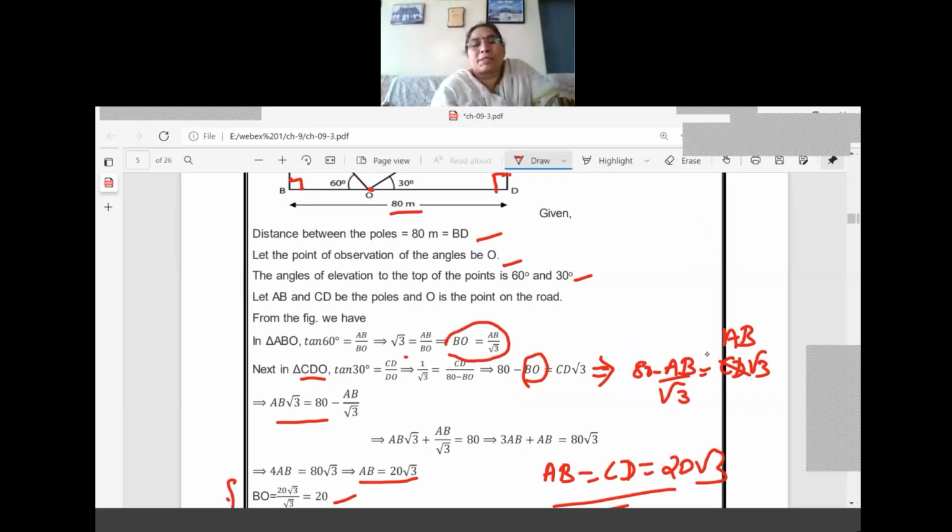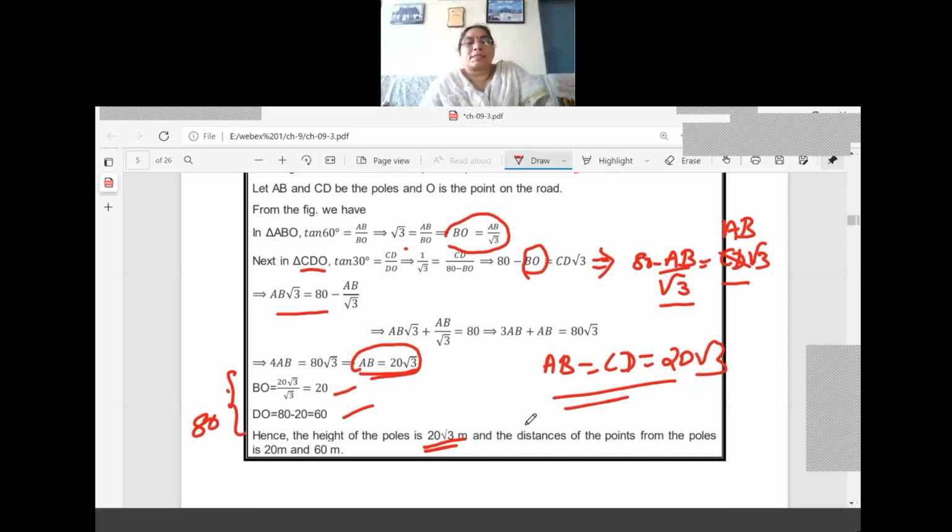Tan 30, what happens? We are having 80 minus BO equal to CD root 3. So two terms we have replaced. One is BO and another one is CD. So we will get an equation in terms of AB, and AB value we have calculated. AB equal to 20 root 3 only.